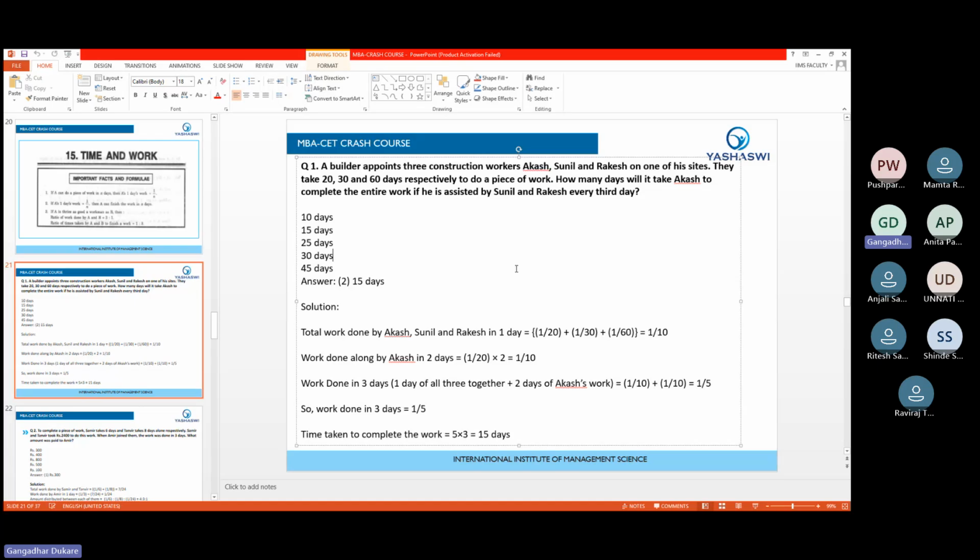Work done in 3 days is 1 day of all three together plus 2 days of Akash's work. Combined together, the value that comes is 1 by 5 per 3 days. Time taken to complete the work is 5 into 3, equal to 15 days.